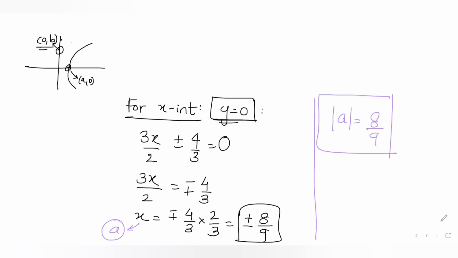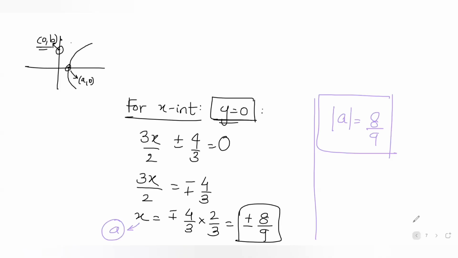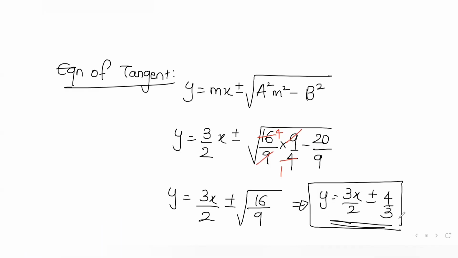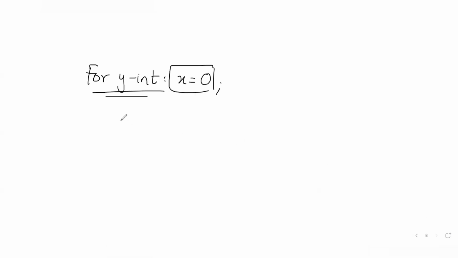Now let's find the y-intercept as well. For the y-intercept, I'll put x equal to 0. The y-intercept is B. So in this equation, if you put x equal to 0, you get y directly as ±4/3. So ±4/3 is your y-intercept, which is B. We have been asked to find the value of mod of B, which gives you 4/3.